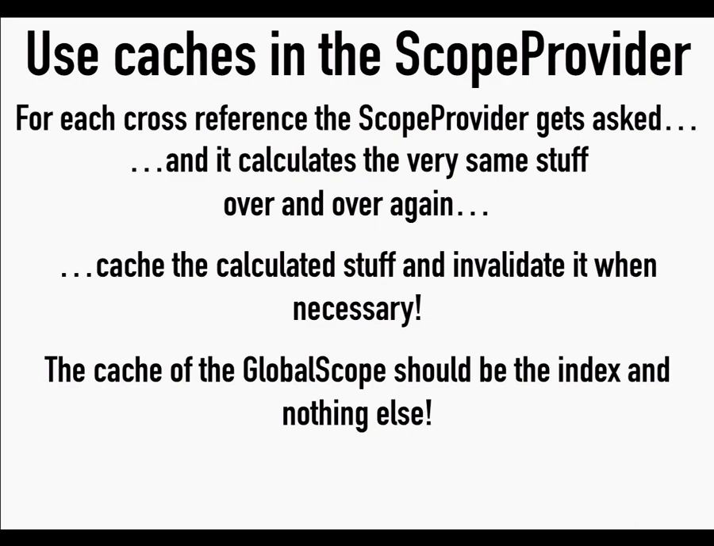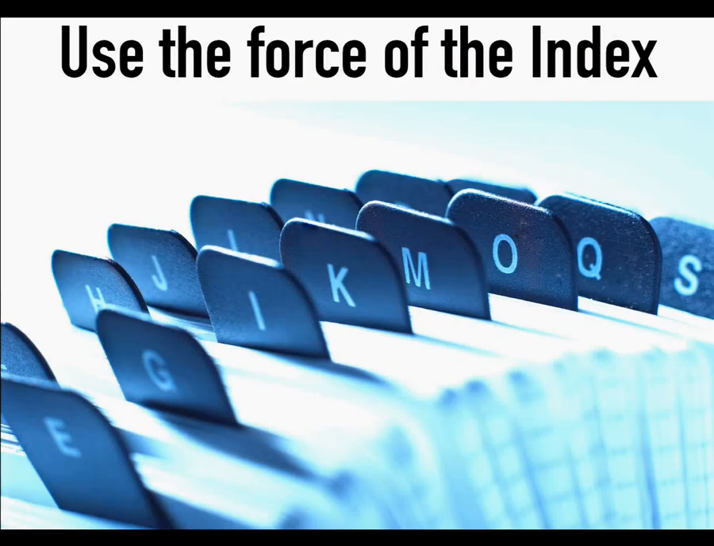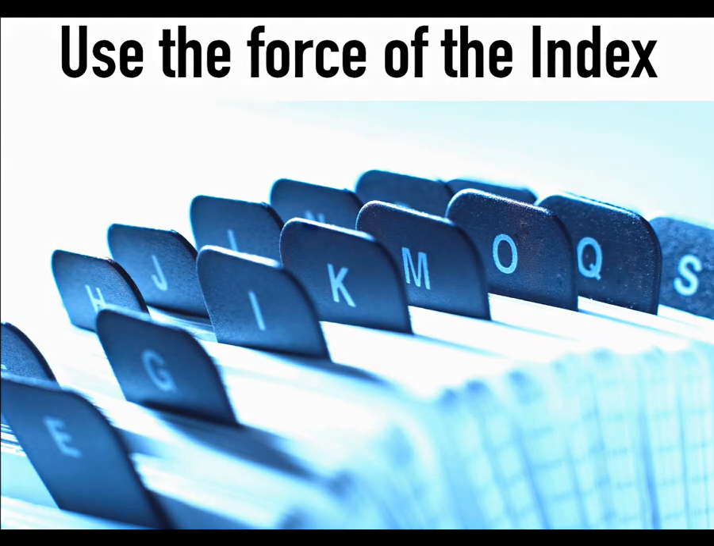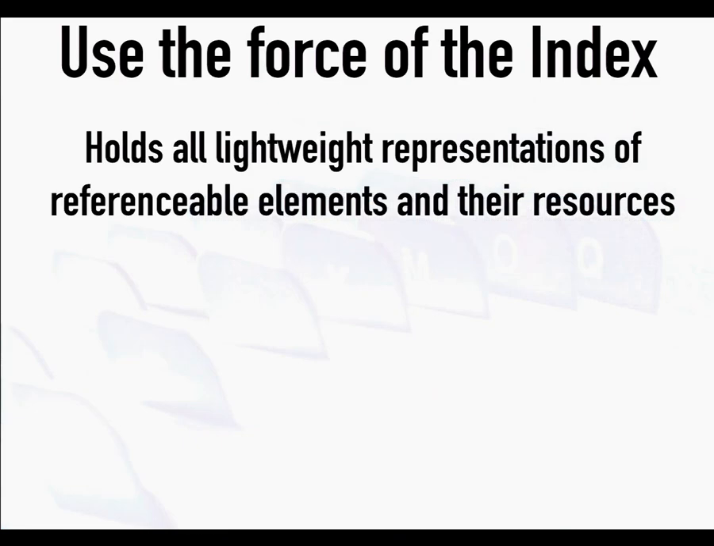And I will tell you why, and I will tell you how. So the index is very powerful. It stores information around visible things in your workspace. And visible things could be resources and the exported stuff inside of the resources. So, pretty simple to say, it holds lightweight representations of referenceable elements and their resources. So there's this magic thing, the resource description and the object description. Both of them are representing things on your workspace in a lightweight representation.